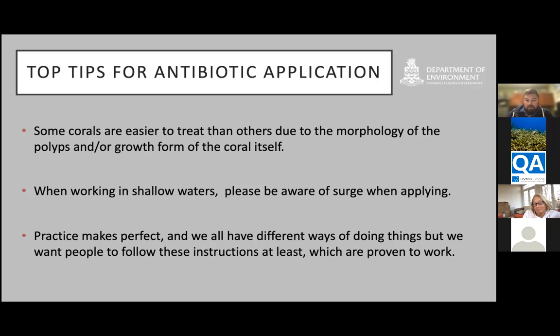Obviously, if you're working in shallow waters, be aware of surge. You're going to be up and down in the water column, and you might dispense a bit of the antibiotic by accident if you try and hold on to something. Just be aware of the conditions at the time. Just wait for a lull in the surge.